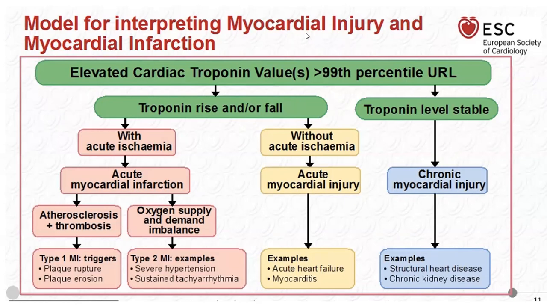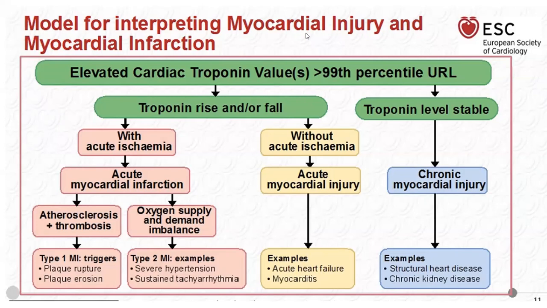Then if there is evidence of ischemia, you are suspecting an acute myocardial infarction. In terms of the cause, it could be atherosclerosis or a thrombosis, which is usually your type 1 myocardial infarction, or an oxygen supply demand imbalance, like we mentioned, from your type 2 myocardial infarction. Or if there is a rise or a fall without acute ischemia, but you are suspecting an acute myocardial injury, you think of the other causes such as acute heart failure, myocarditis, and cardiomyopathies that we have mentioned.